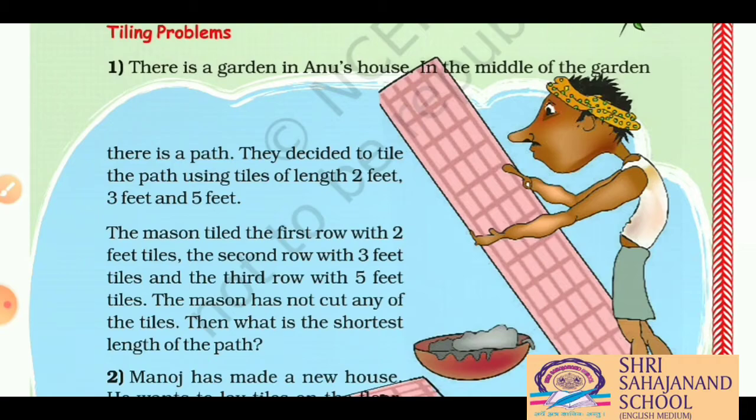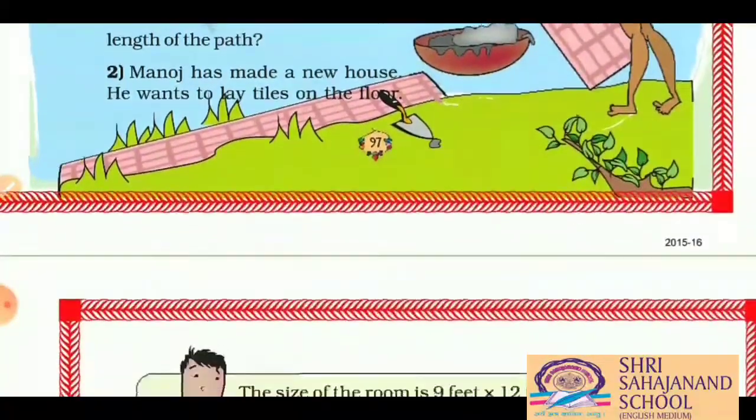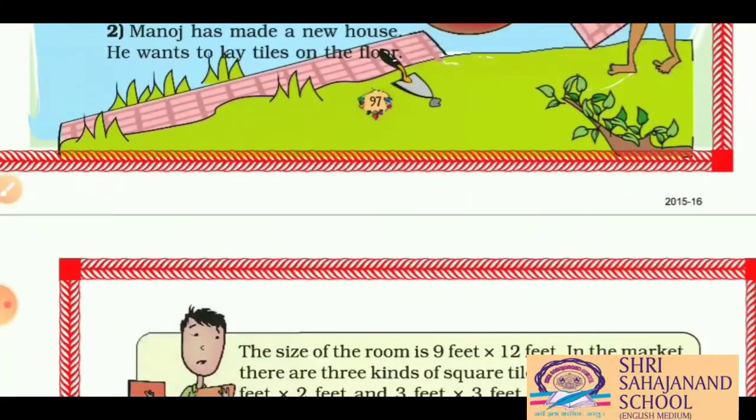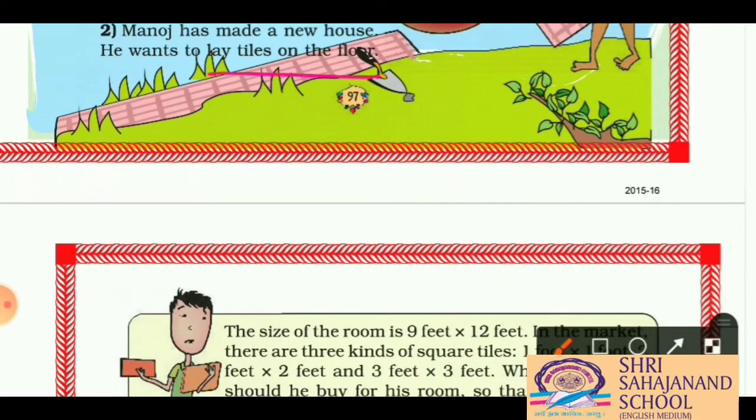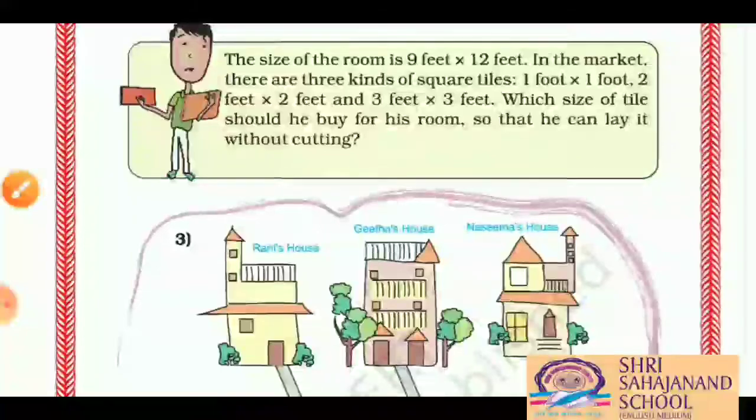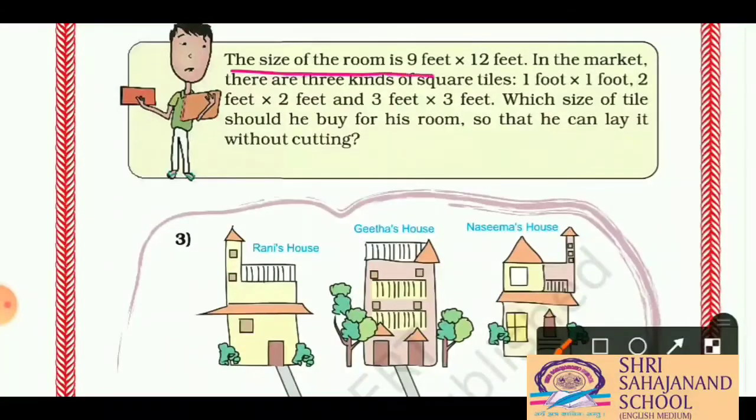Now come to the second question. Manoj has made a new house. He wants to lay the floor. The size of the room is 9 by 12 feet. Remember it, this is the dimension of the room, 9 by 12 feet.